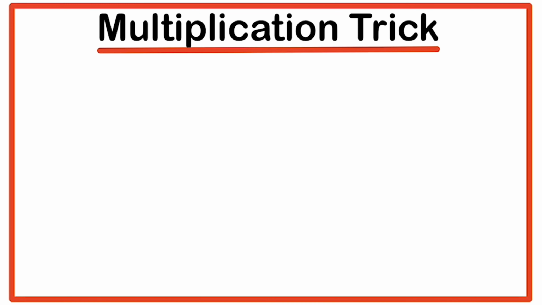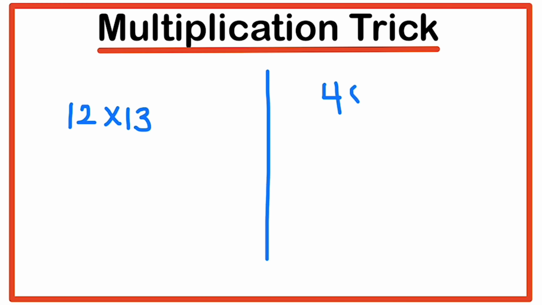Guys, today I will tell you about one of the best tricks to multiply two numbers. So suppose two numbers are given. Okay, so let's take an example like 12 into 13. This is an easy example, you might be knowing it, but I will tell you how you can calculate it using a trick. And suppose another number is given like 45 into 55.